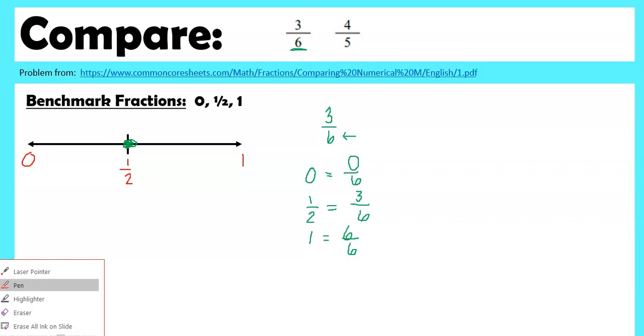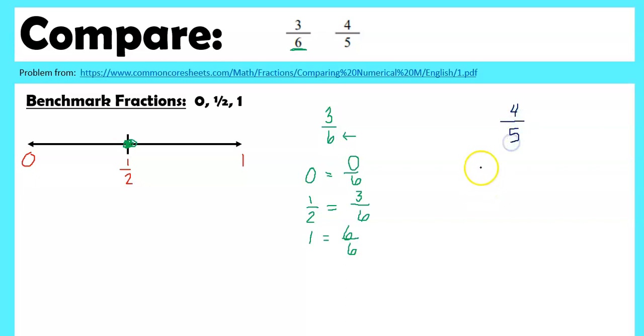Okay, now I'm going to look at the fraction given that was 4/5. We're going to go through the same process we just went through. So I have 0, a half, and 1. Okay, so 0, remember, is going to be 0 over any number. And in this case, my bottom number is going to be 5 because that's the denominator in the fraction given. And I know that to make a 1, I'm going to have 5 on bottom, and I'm going to have 5 on top. 5/5 gives me 1, or the whole over the whole gives me 1.